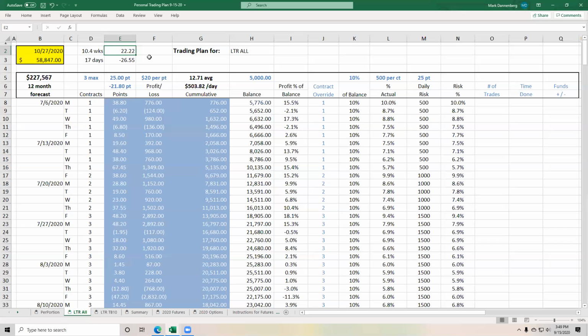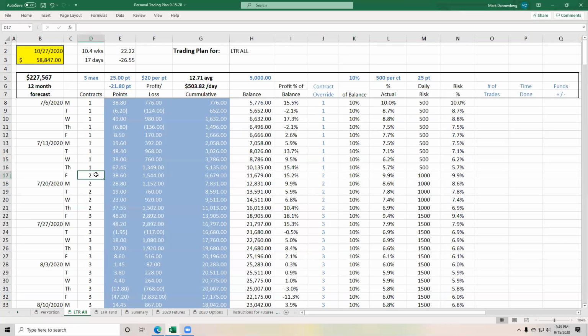This is designed to be a 12-month forecast. So we started with $5,000. We are willing to allocate 10% of the account to contracts. Each contract, when you're trading the NASDAQ 100, requires $500 of margin. So 10% of our account balance is allocated to contracts.